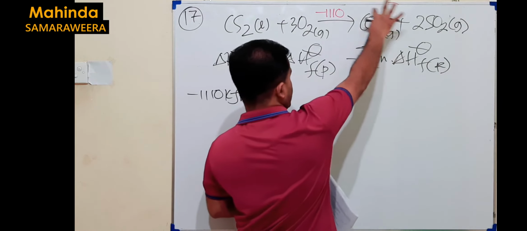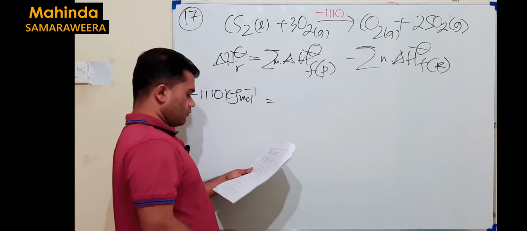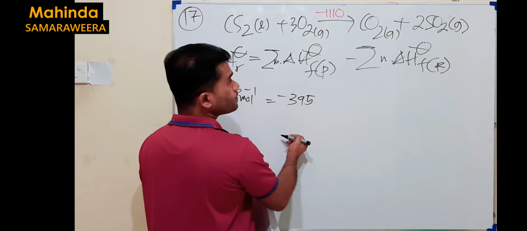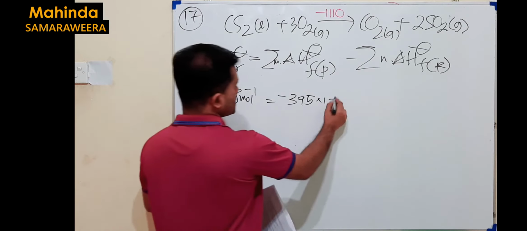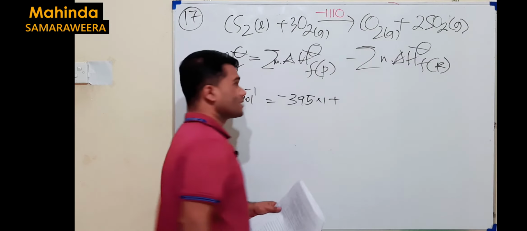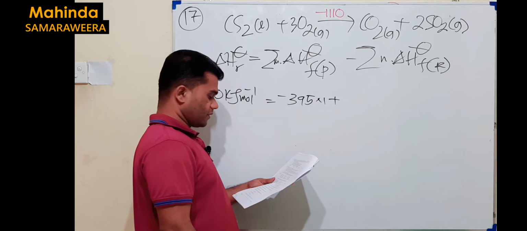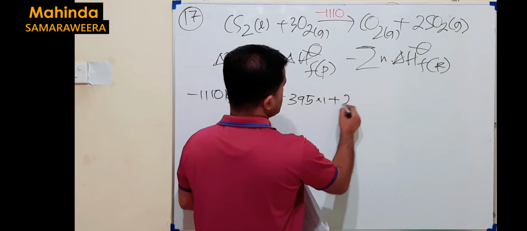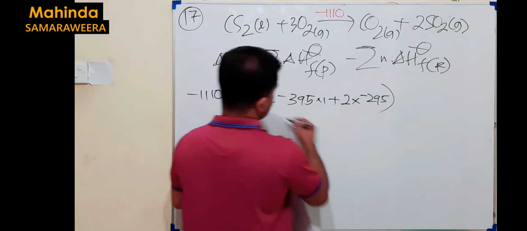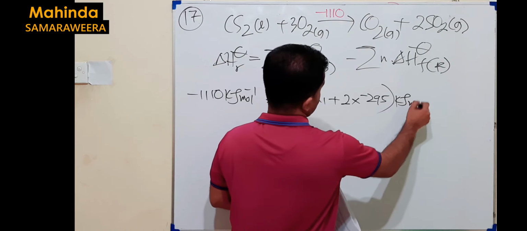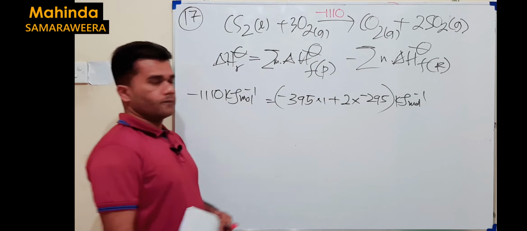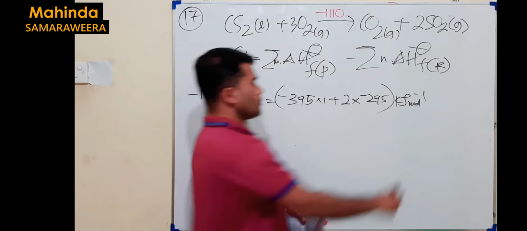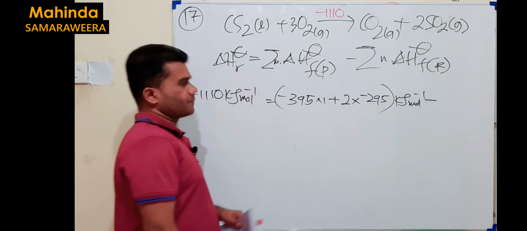That's equal to the formation of products. What are the products we have? We get carbon dioxide, 1 mole. Formation of carbon dioxide is given in the first equation. It's for 1 mole, 395 into 1, plus sulfur dioxide formation, but it's 2 moles. Sulfur dioxide formation is given in the second equation. For 1 mole, it's minus 295. It should be multiplied by 2 because there are 2 moles of SO2. That's minus the formation of reactants.